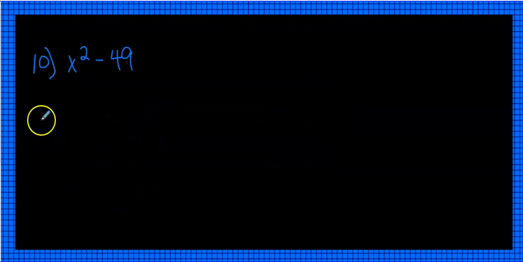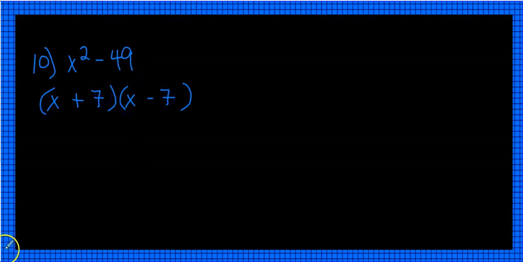I have another difference of two squares, x squared and 49. So again, this is going to be two binomials. I'm going to have a plus in one and a minus in the other. The square root of x squared is x. The square root of 49 is 7. So also, I didn't do the roots, but that would mean that the roots would be 7 and negative 7.